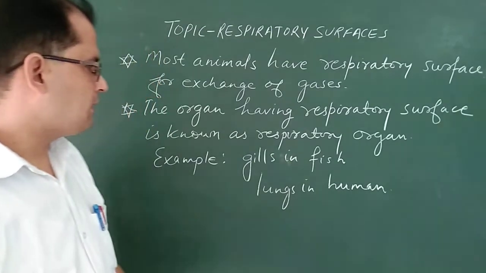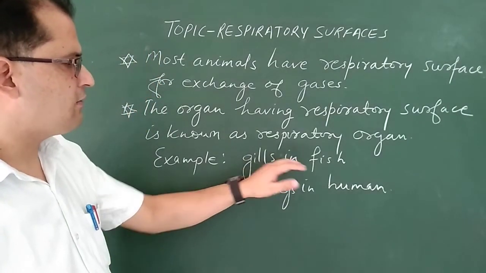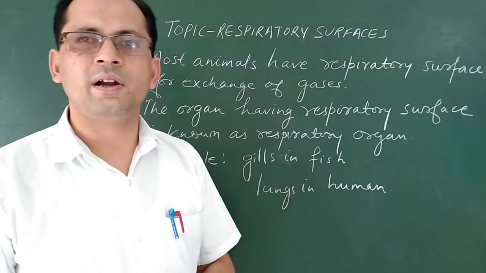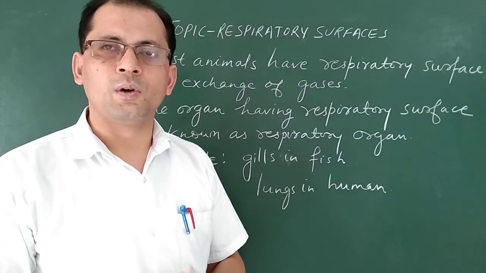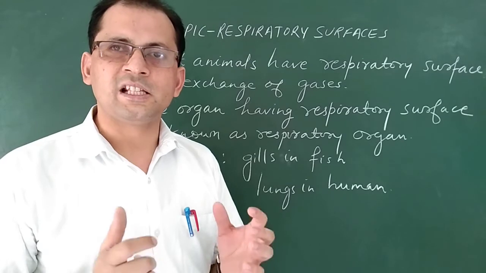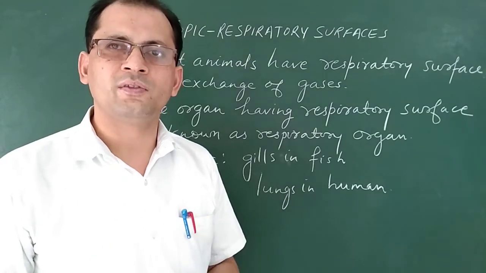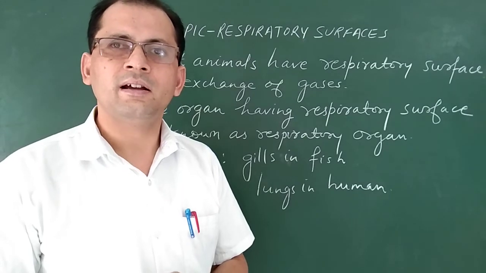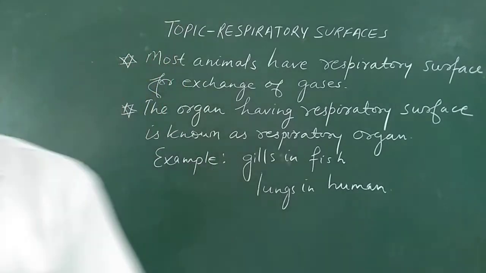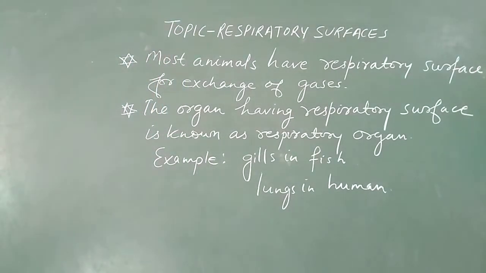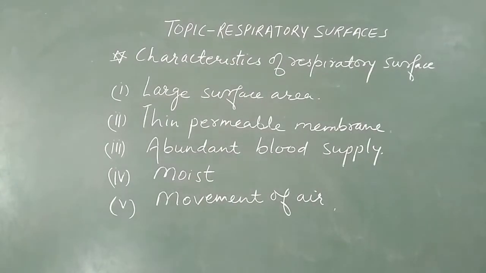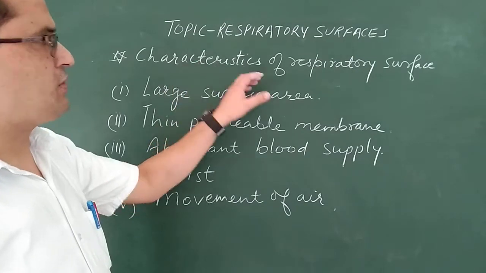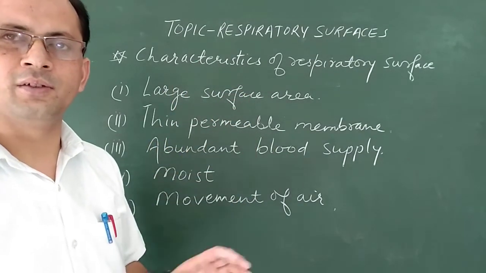Now you can see here beta, I have written gills in fish and lungs in humans. These are examples of respiratory surfaces. So what are respiratory surfaces? Respiratory surfaces are those surfaces which help in exchange of gases in animals. Now beta, you can see what the characteristic features of a respiratory surface are.